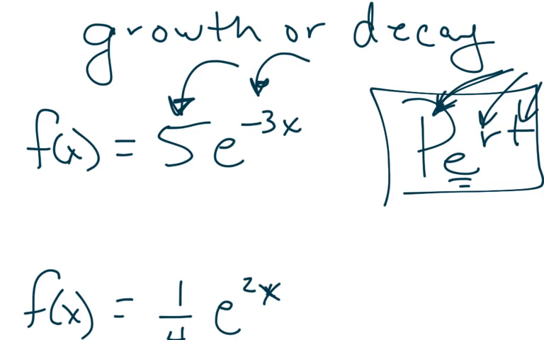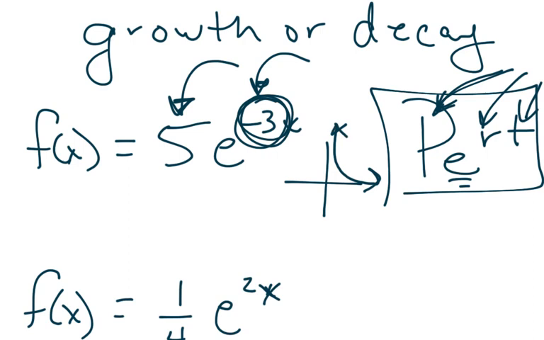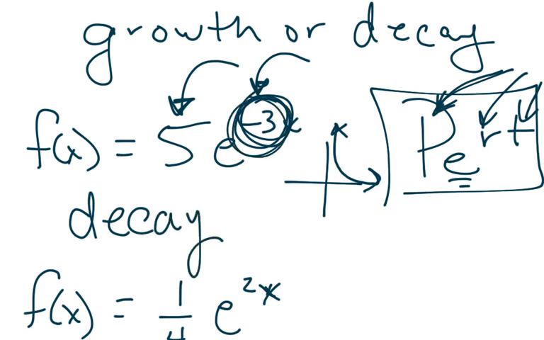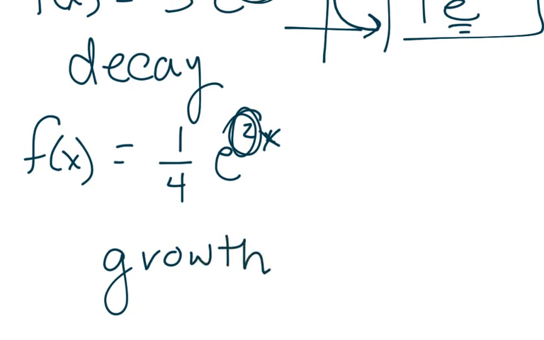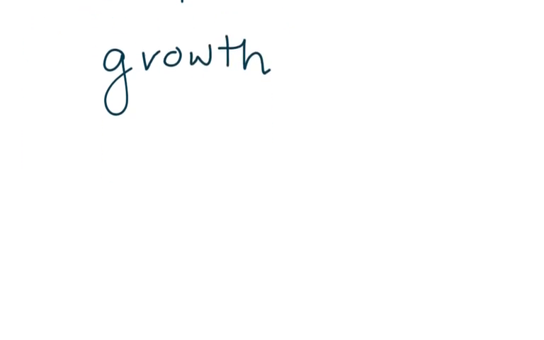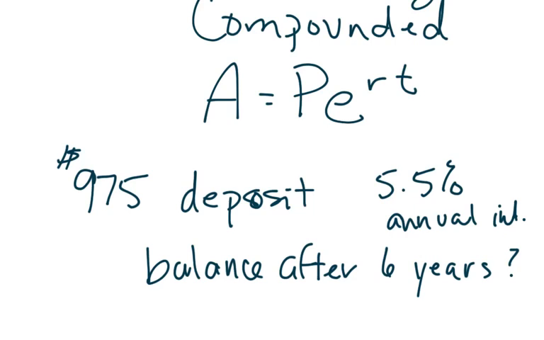So if we look at this, this is a negative rate. And what that's going to give you is a graph that is one of exponential decay. So if this r value is negative, we're going to have decay. Here, our r value is positive, and so this will be an example of exponential growth. Hope that makes sense.